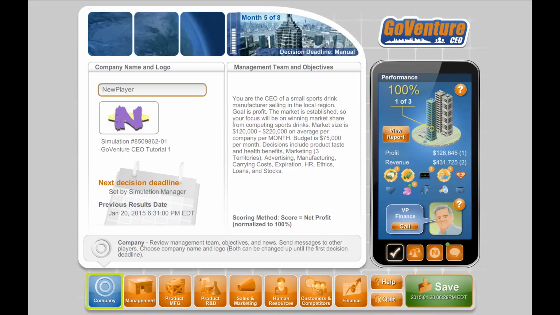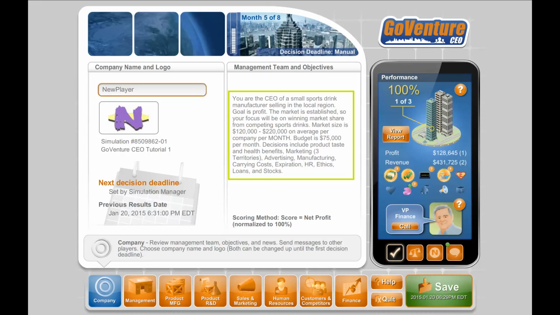Right now, you are on the company screen. Just above the button, there is some help text that tells us what we should do when we are on this screen. In the main area of the interface, there are two boxes: the company name and logo box. This is where you enter a company name for your business. And this is where you choose a logo. If you are playing on a team, you should consult with your team members before making any decisions.